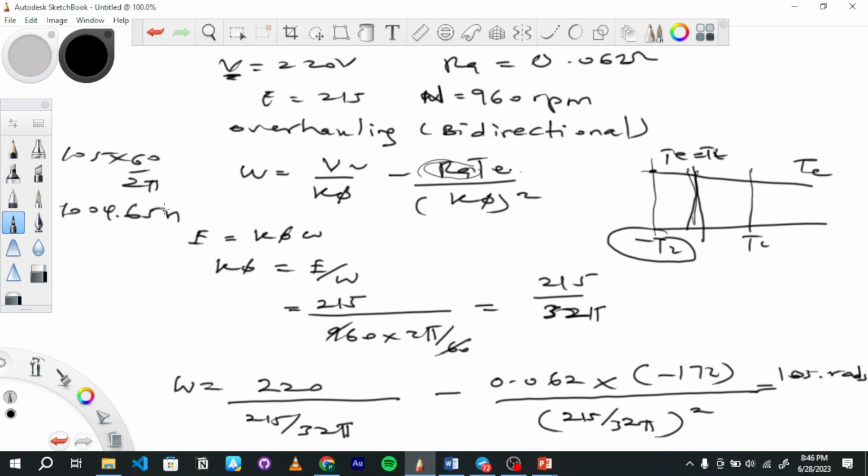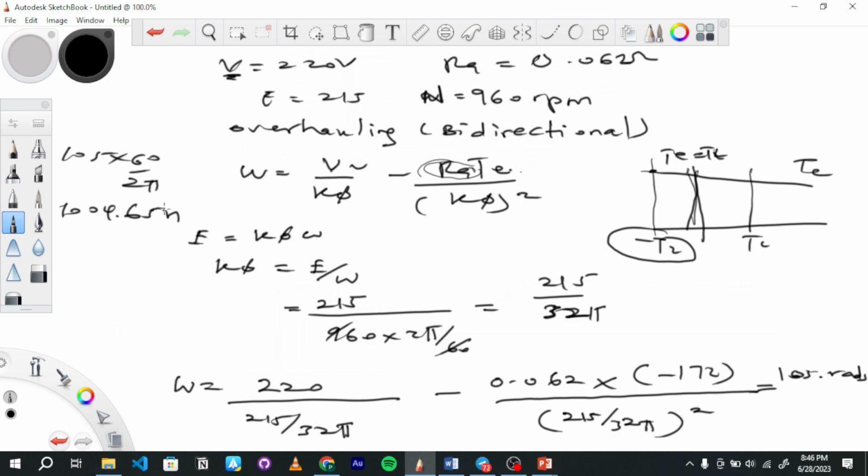So that's how you work with the formula, knowing whether it's bidirectional or unidirectional and how it affects the formula. Hope this makes sense. Let's move on. So let's take the next question.